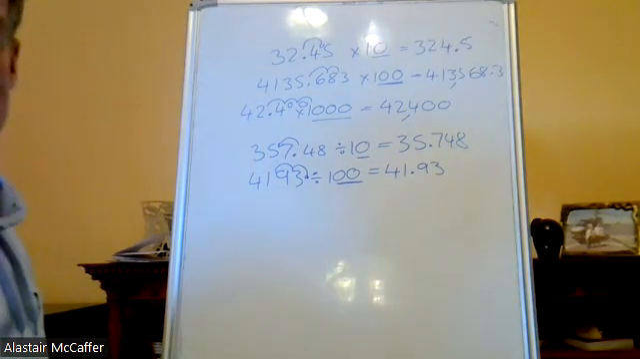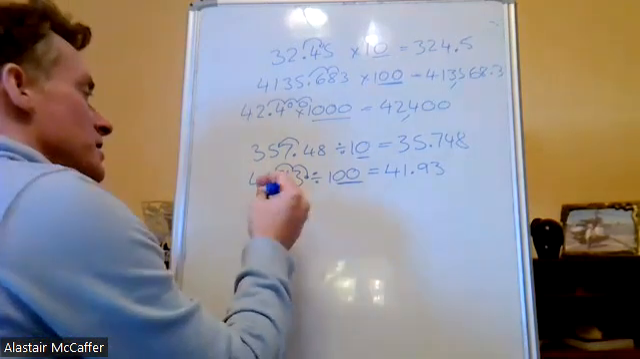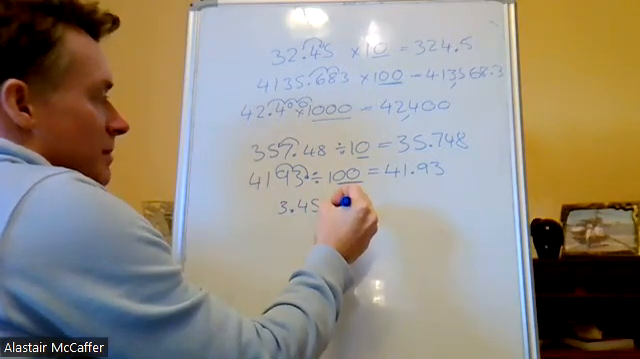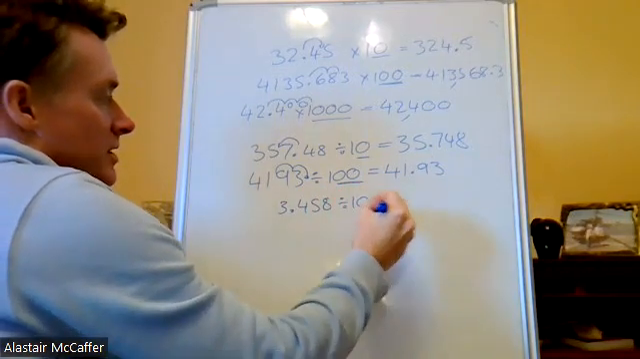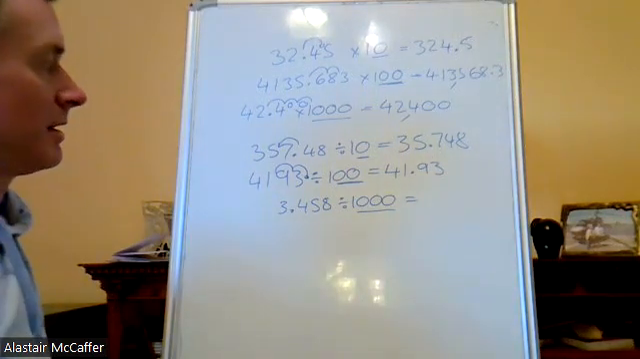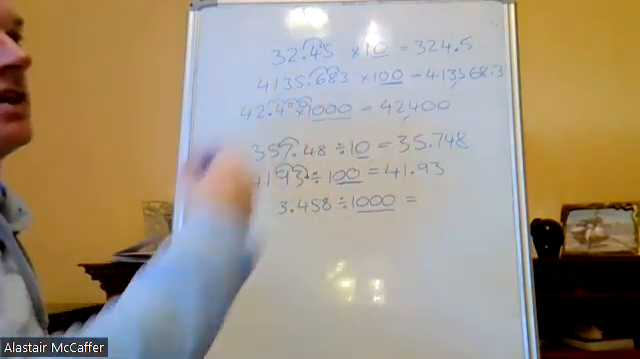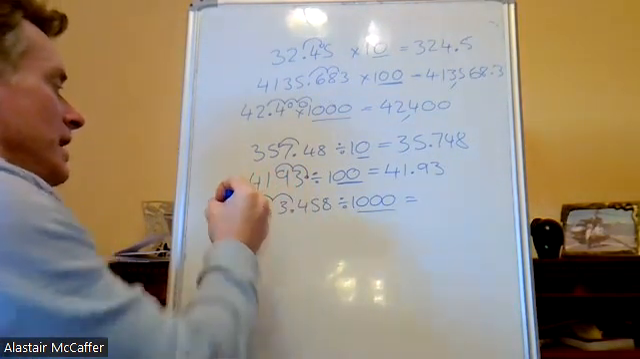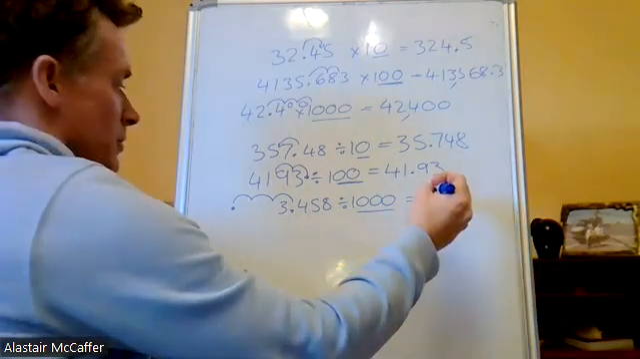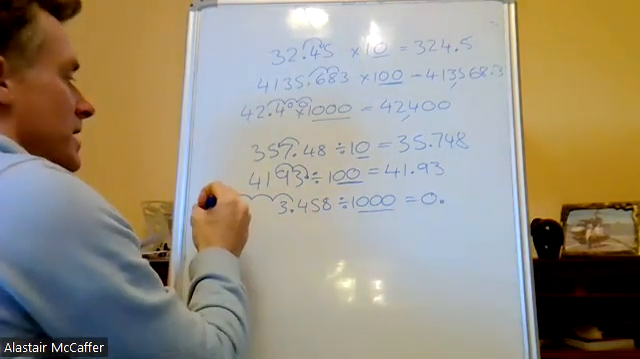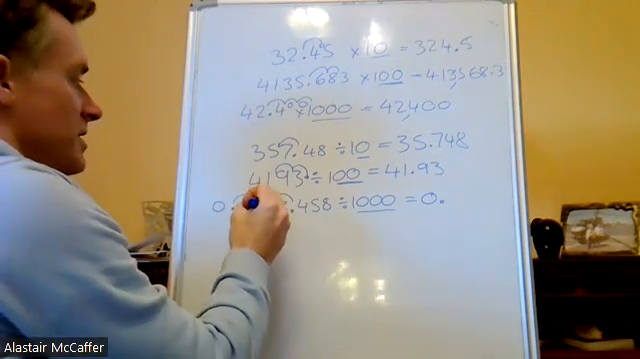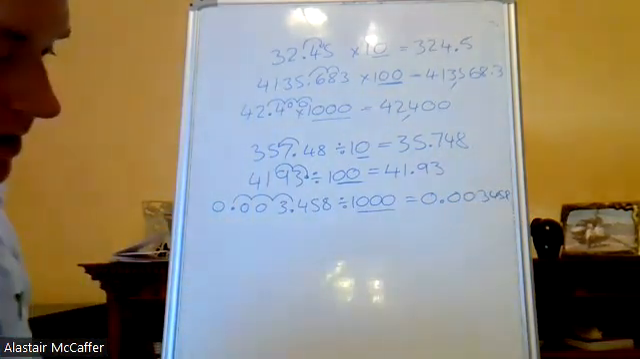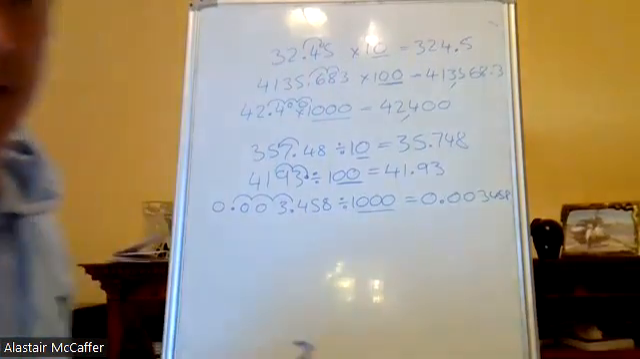Next one, and we'll just do one more with dividing by 1,000. So let's go for 3.458 divided by 1,000. You've got 3 zeros, and you're dividing, so you move the decimal point 3 places to the left. So it'll go 1, 2, 3, and then the decimal point goes there. So it would be 0 point, and then you've got 0, 0, 3, 4, 5, 8.